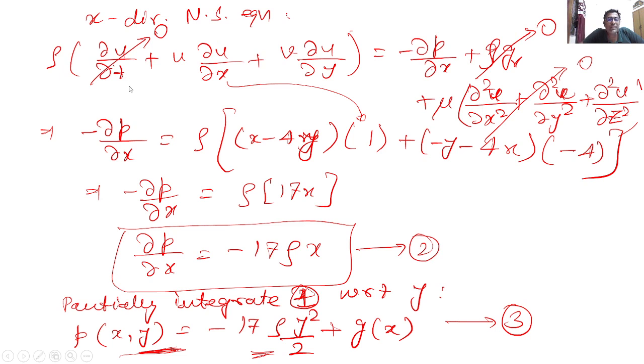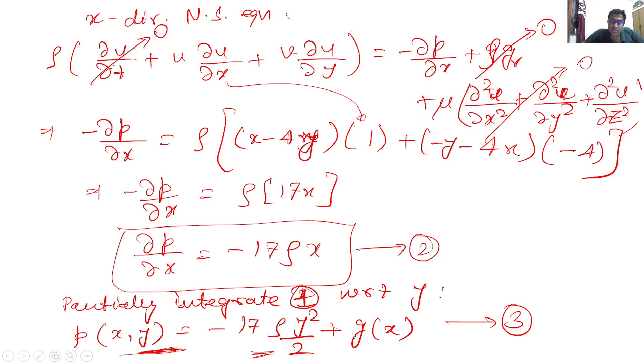Similarly, we are just doing the same thing for the x direction Navier-Stokes equation also. So we finally find del p by del x is equal to rho times 17x. Okay. So del p by del x can be presented as minus 17 times rho x. Now we know del p by del x as well as del p by del y. We need to find out p of x comma y somehow. So firstly, we integrate the first expression with respect to y. We will get this thing.